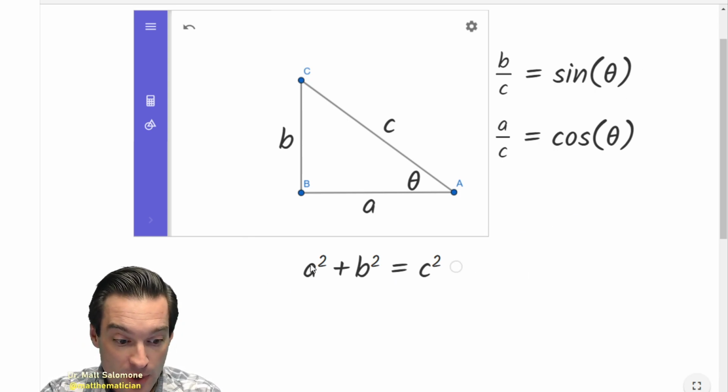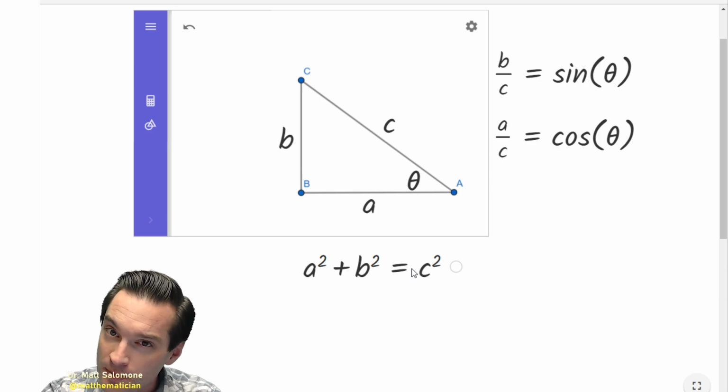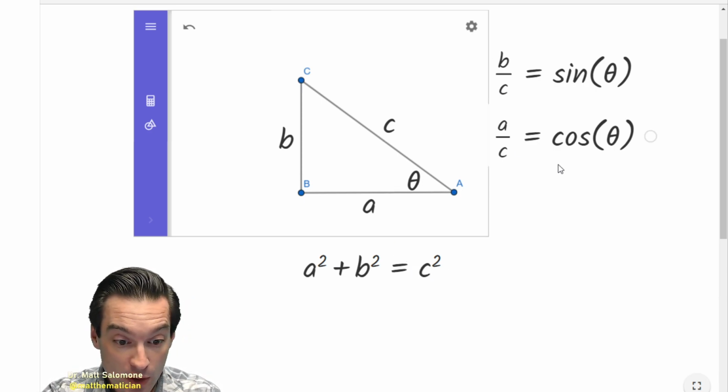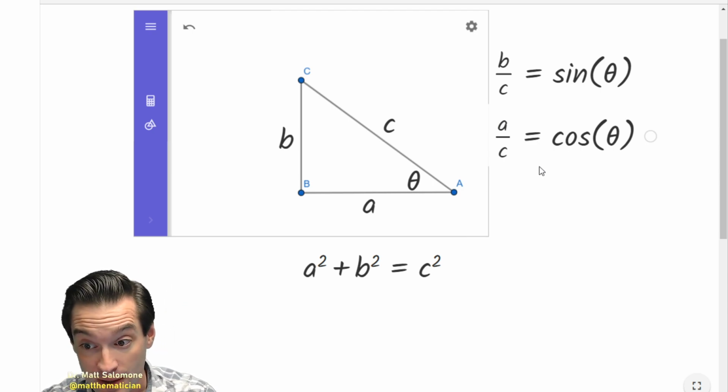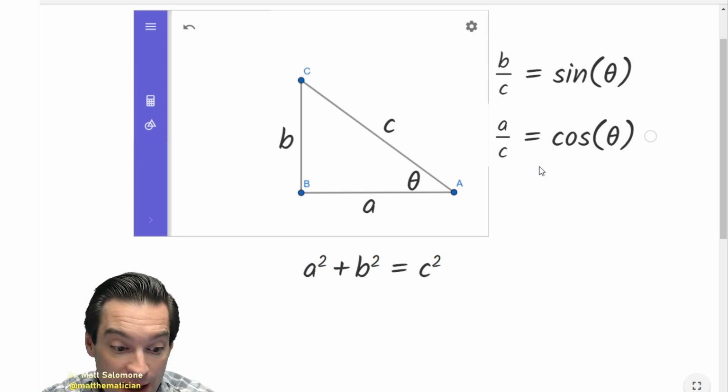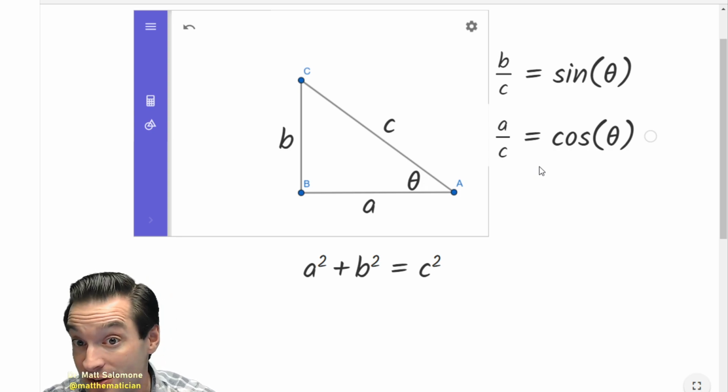We start with the Pythagorean theorem, a squared plus b squared equals c squared. And I would ask, all right, how do I get something in this equation to look more like something that SOHCAHTOA tells me about? I want to know something about how b over c and a over c relate, and not just how a and b relate to c.